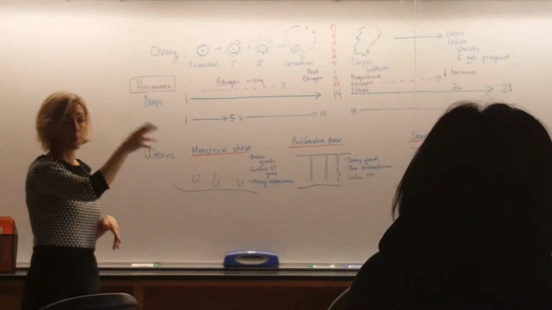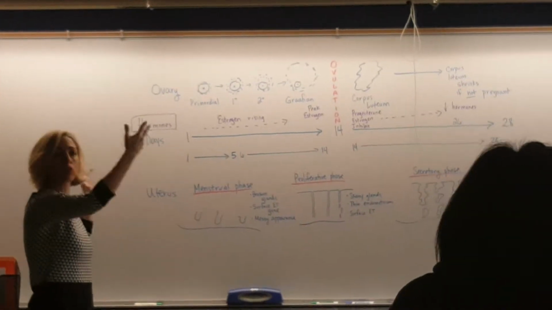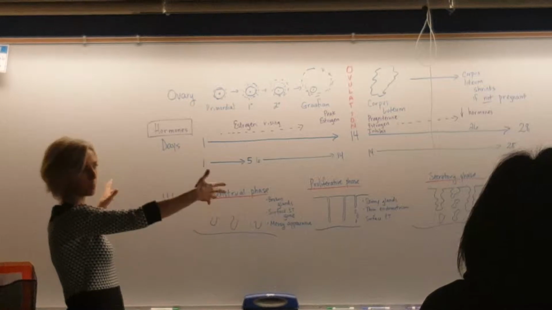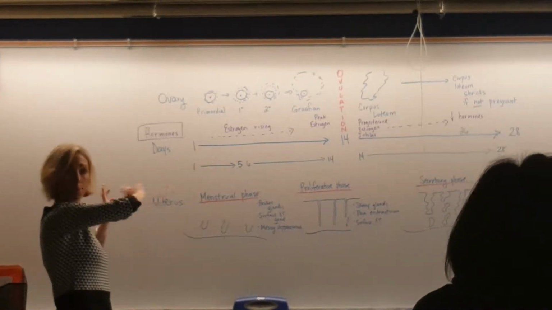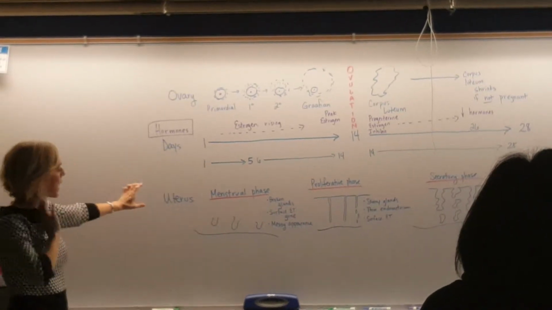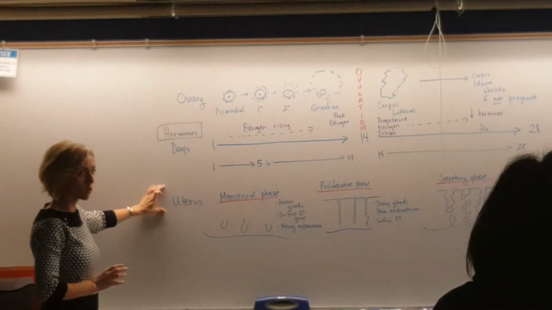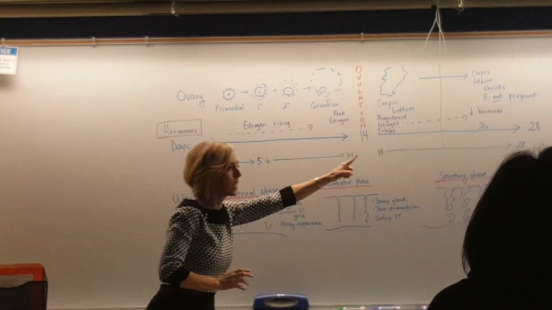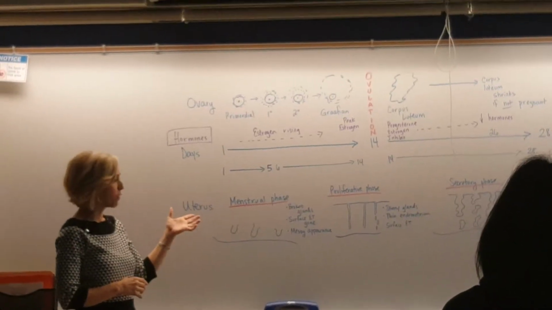We use as a typical cycle 28 days. It varies drastically, female to female, but we have to have a way of talking about this. So we use a typical 28-day cycle to describe the process. What we're looking at here is the uterus, we're focused right now just on the uterus. Along those 28 days, it's divided into 3 phases.